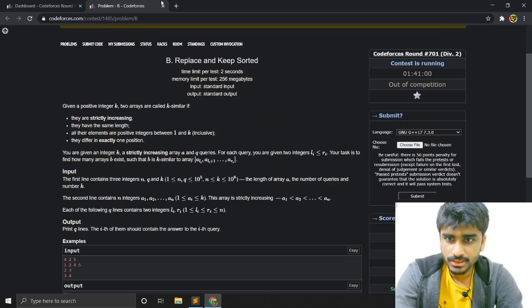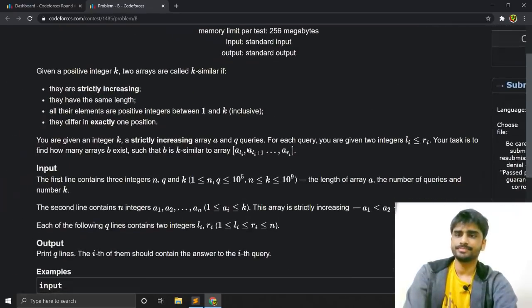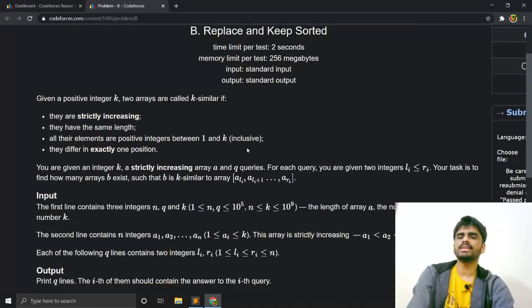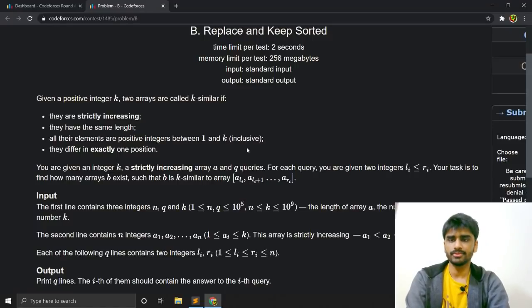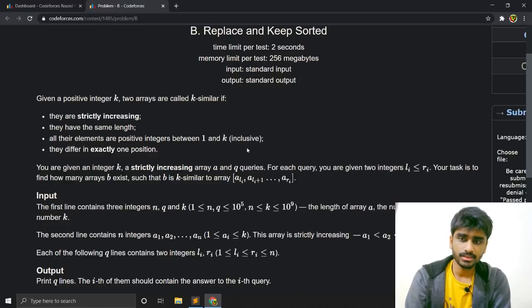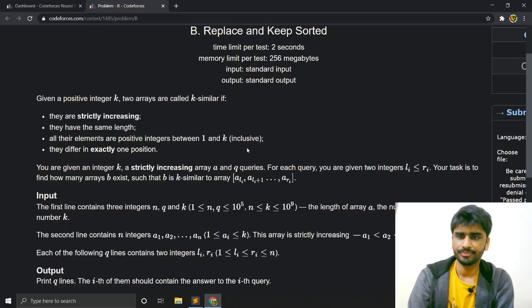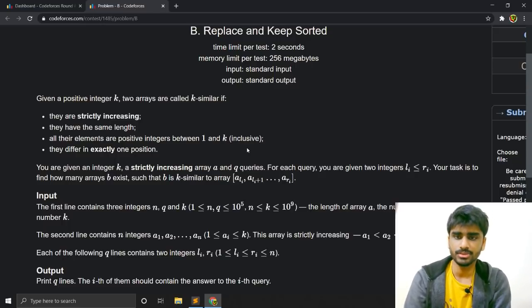Now let's see the second problem. There are 600 submissions right now. Okay. Given a positive integer k, two arrays are called k similar if they are strictly increasing, they have the same length, all their elements are positive integers between 1 and k, and they differ in exactly one position. Okay, fine.